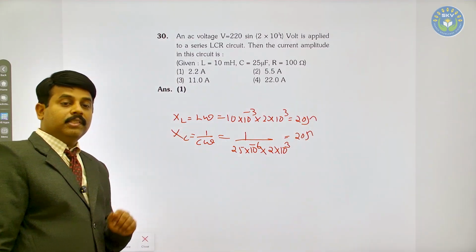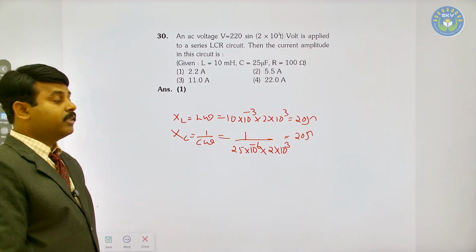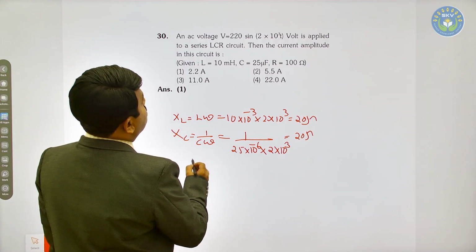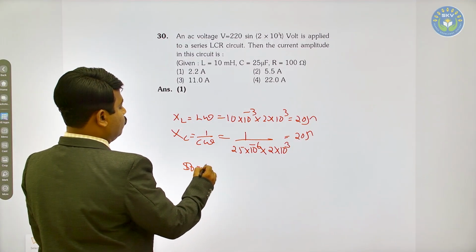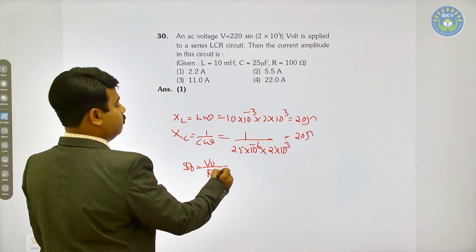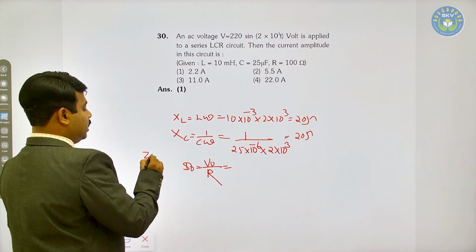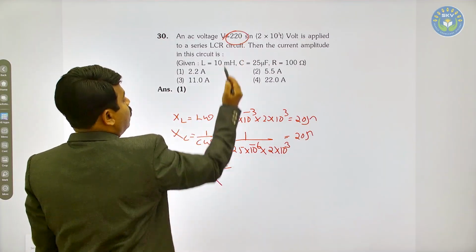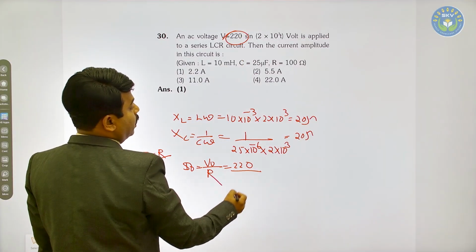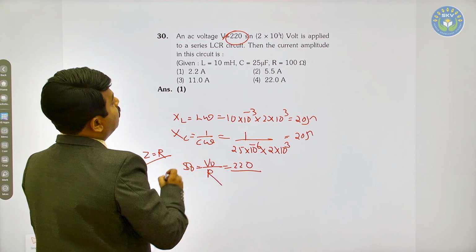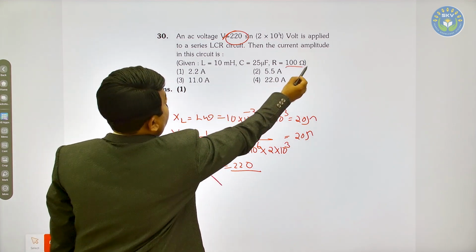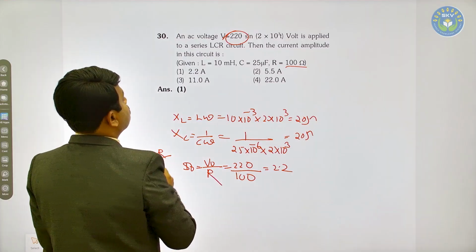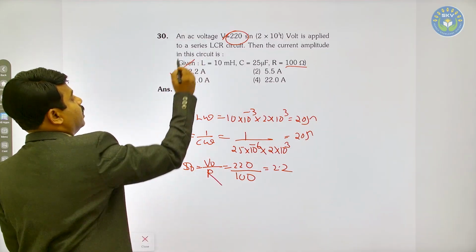Then capacitive reactance is equal to inductive reactance, which means the circuit is in resonance. That means current amplitude I0 is equal to V0/R only, because impedance Z is equal to R. Here what is the V0 value? 220 divided by R. R is given in the circuit, R is 100 ohm only. Then this is 2.2. That means option 1 is correct, right?